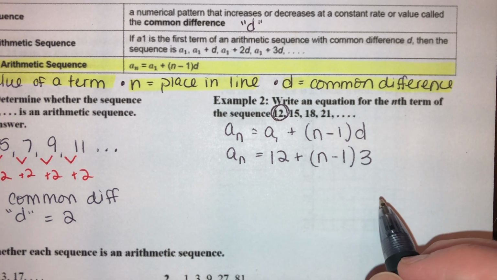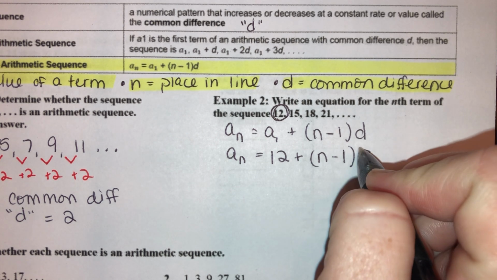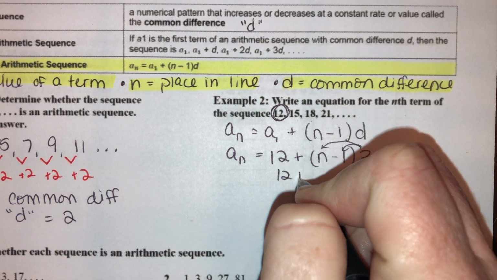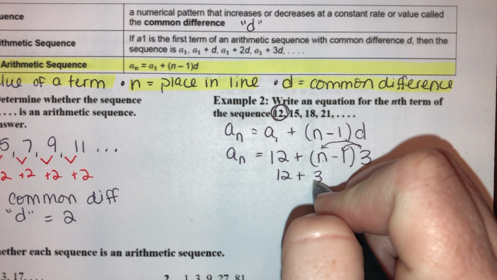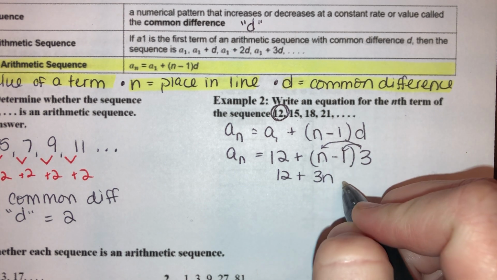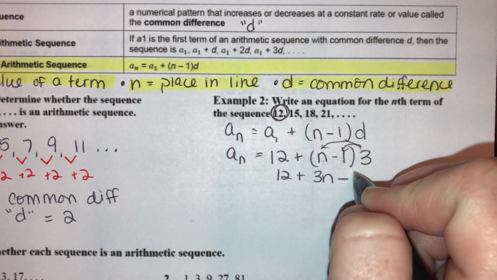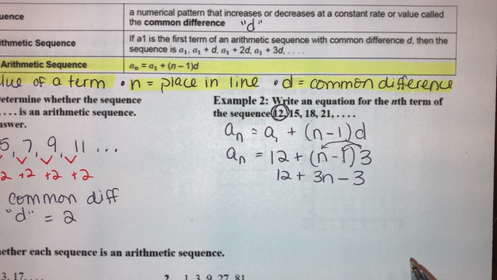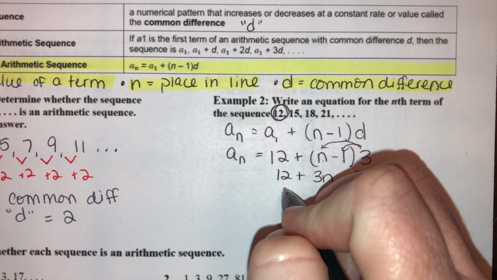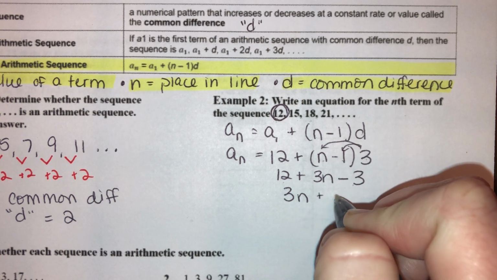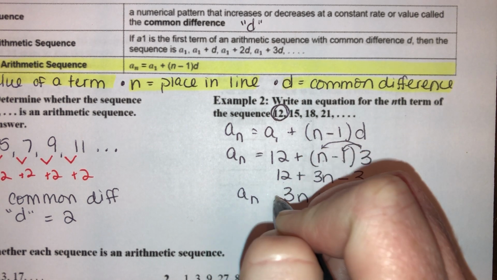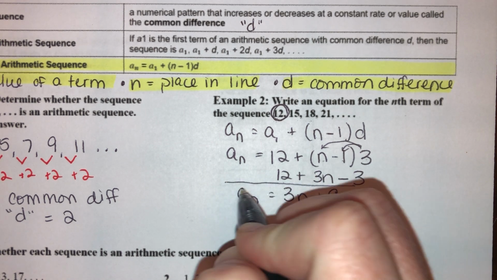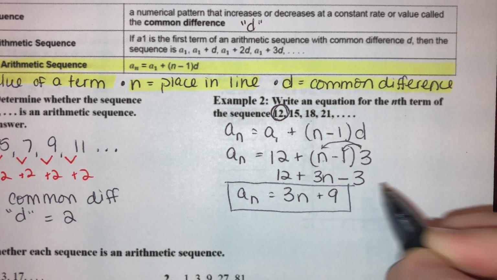I'm just going to simplify until I can't anymore. So I'm going to distribute this 3. I'll have 12 plus n times 3 is 3n. Bring down that minus sign. 1 times 3 is 3. I can combine my like terms. 12 minus 3 is 9. So I'm going to have 3n plus 9. So a sub n equals 3n plus 9. This is my equation to find the nth term of a sequence.